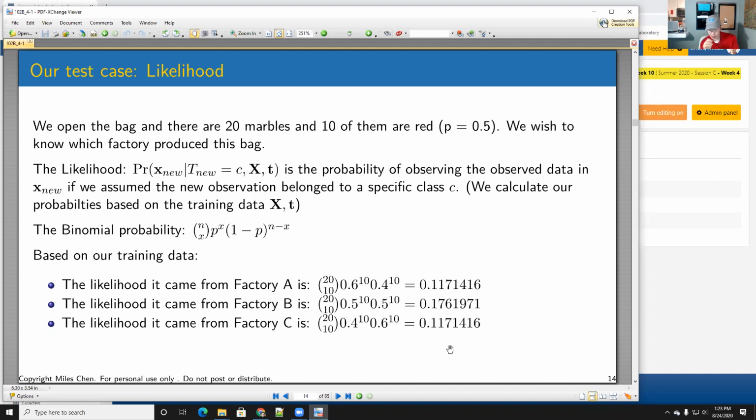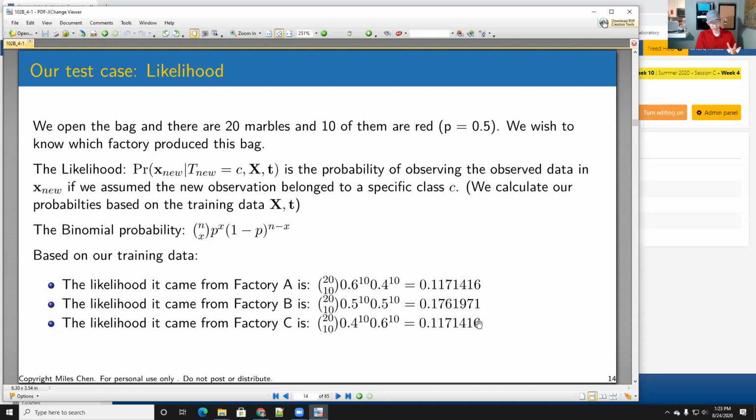And if we were just using maximum likelihood estimation, we would say, oh, factory B is the most likely, okay? Because based on this, your pouch is 50% red, and B produces 50% red. It just makes sense that we would choose factory B, okay?